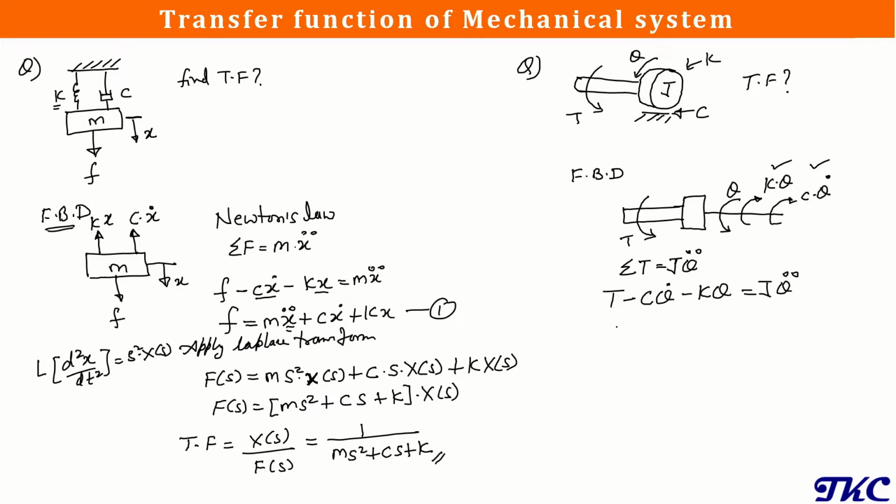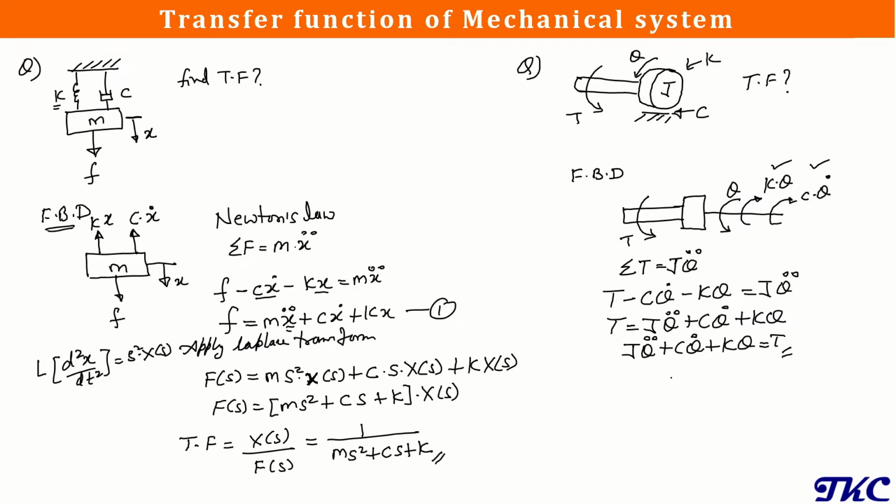So now this equation we can rewrite as T is equal to J theta double dot plus C theta dot plus K theta. Or normally it will be written as J theta double dot plus C theta dot plus K theta, and that is equal to T. So in this way we normally find this equation.